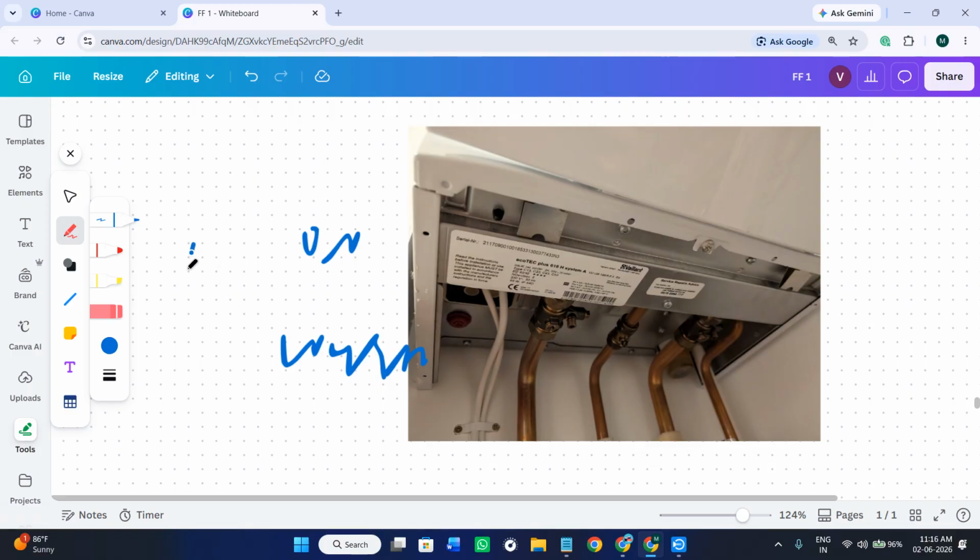Now, after doing so, you need to also check the boiler pressure. If the pressure is too low, you need to repressurize the system to the level which is recommended by Vaillant, which is usually around 1 to 1.5 bars.